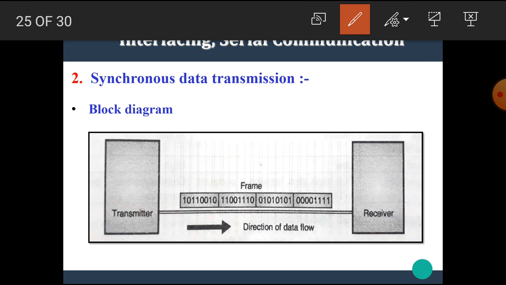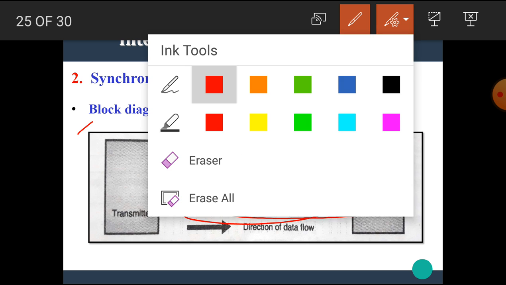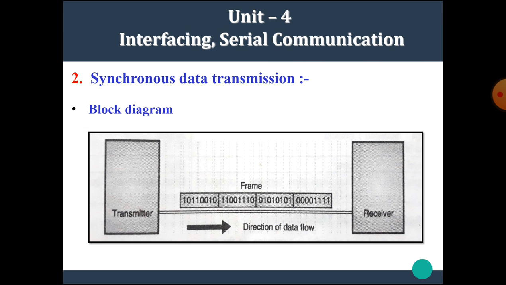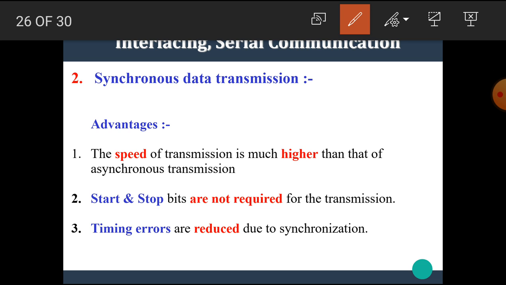This is the general block diagram of synchronous data transmission, in which we can see that the transmitter and the receiver are connected with a single data line, and on this data line the data is placed in the form of frames. The data bytes are continuously transferred in a frame. More than one byte can be transferred in a single frame, and there is no delay between two successive frames.